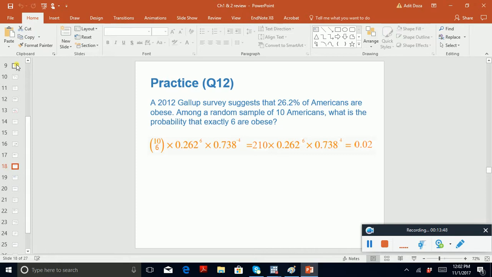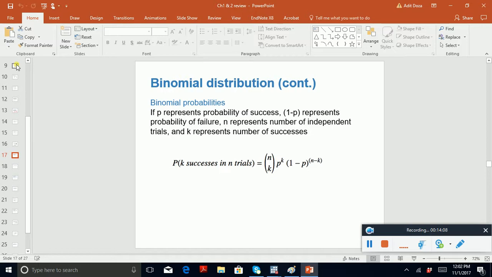This is the question where a lot of people struggled. I did a survey and 26% of the people are obese. Among a random sample of 10 Americans, what is the probability that exactly 6 are obese? The formula is this: n choose k times p to the k times 1 minus p to the n minus k. N is the number of observations or independent trials, which is 10. K is the number of successes, so it should be 6 successes. So 10 and 6.